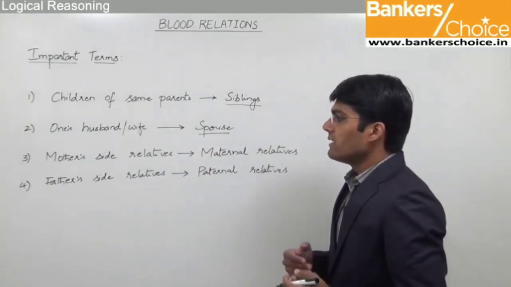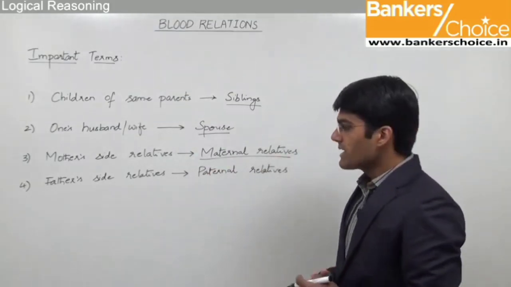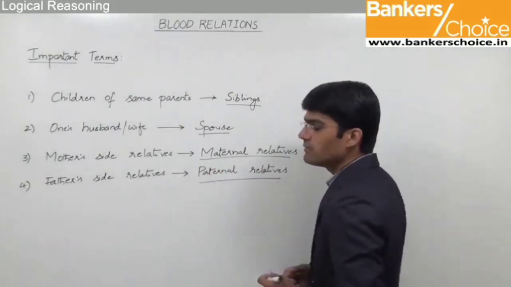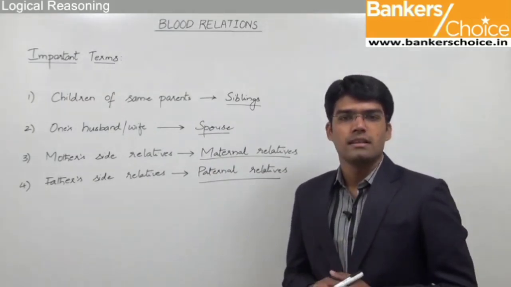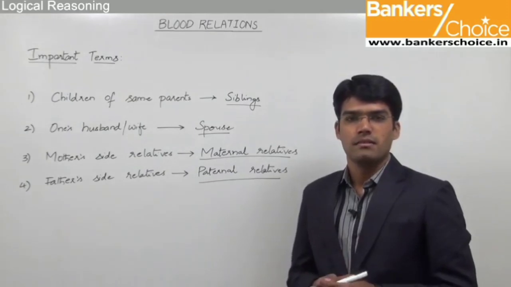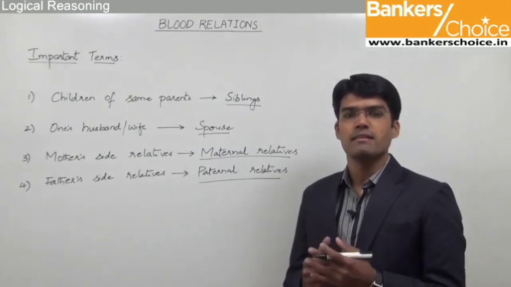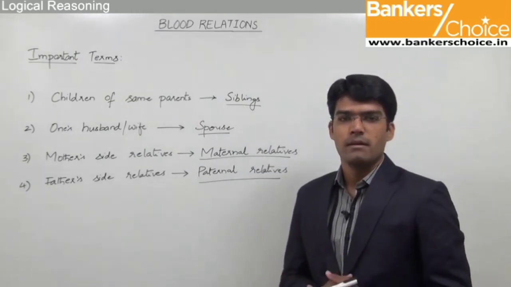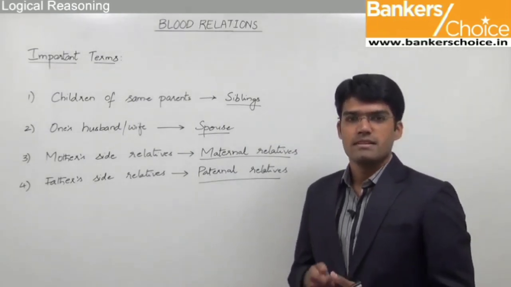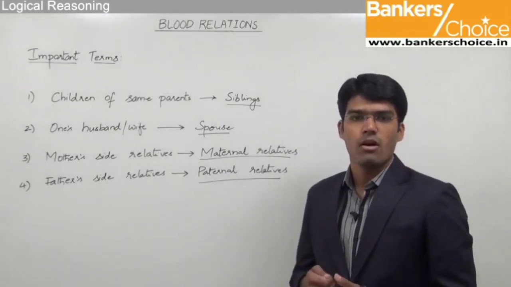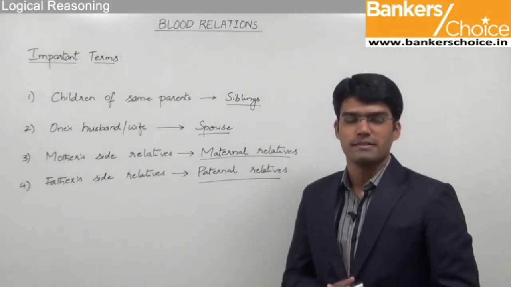The third point is mother's side relatives are all known as maternal relatives. And the next one is father's side relatives are all known as paternal relatives. For example, we know that uncle is nothing but mother's or father's brother. But to be specific, mother's brother and father's brother can be differentiated as maternal uncle or paternal uncle. That means maternal uncle is mother's brother and paternal uncle is father's brother. Similarly, we can use these terms maternal or paternal for all relations which are similar on mother's and father's side.